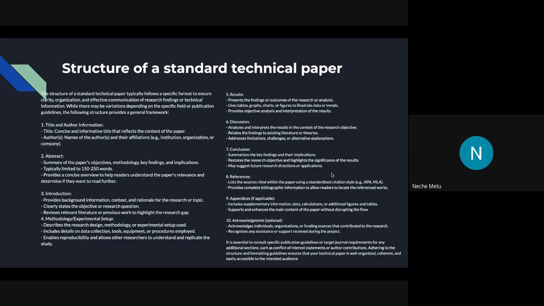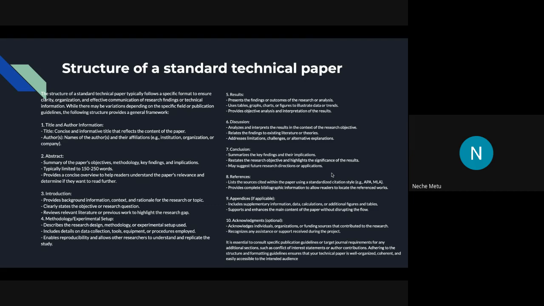You include details on data collection tools, the equipment or procedures employed. It enables reproducibility and allows other researchers to understand and replicate the study. Look, this is very important. Make sure that whenever you're writing your methodology, people are able to reproduce and move further on your research. You don't write technical papers for it to end there. No, you have to write so that when someone comes, there's a modification, they'll be able to modify.